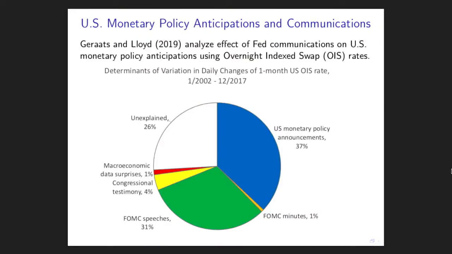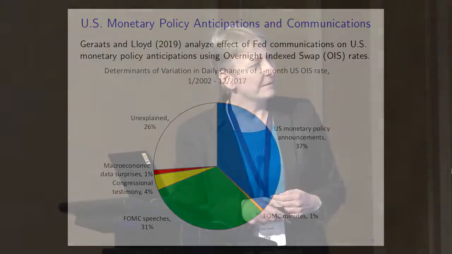Then what we find is that more than a third of the variation in the daily changes of the 1-month OIS rate for the US can be explained by these US monetary policy announcements. About 1/3 can be explained by FOMC speeches, and then a very small role for congressional testimony, FOMC minutes, and macroeconomic data surprises. About 1/4 is unexplained. Now, this is for 1-month OIS rates. We can also look at other horizons. That's shown in the next picture.